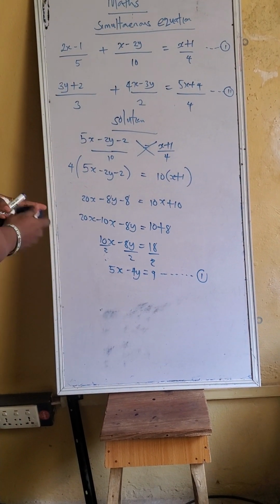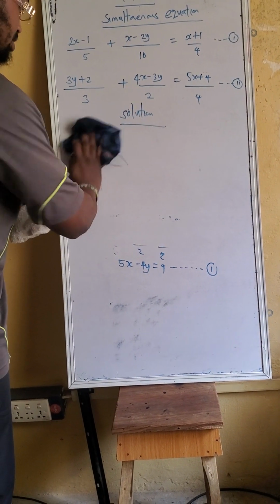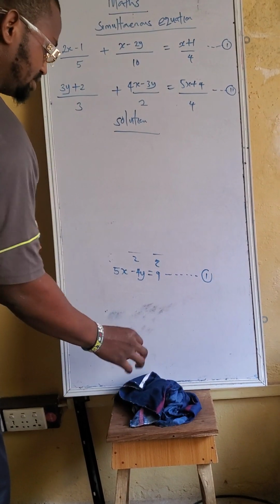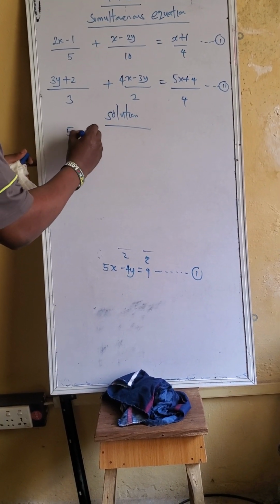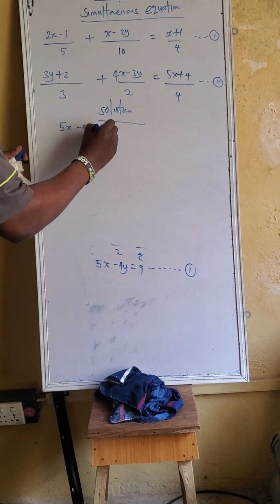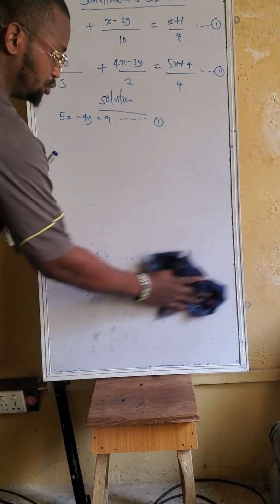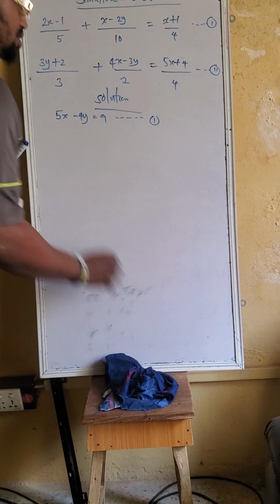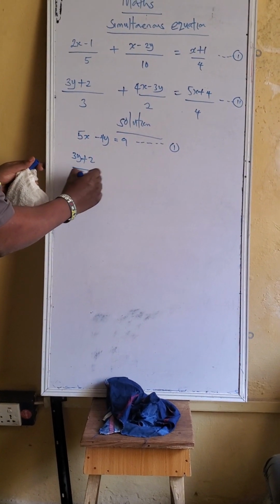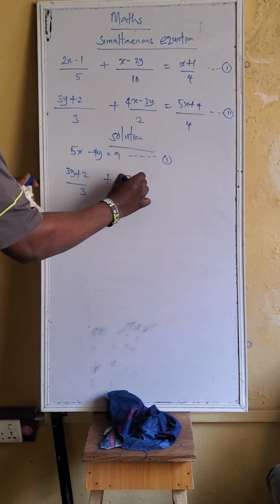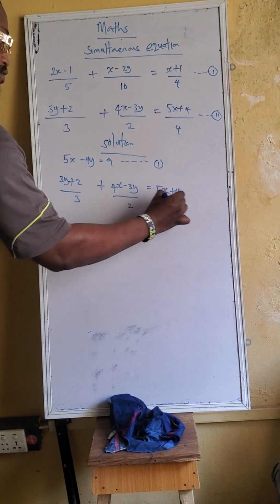Okay, let's just clean the board a bit, and write the equation here. 5x minus 4y equals 9. It's the equation 1. Then we take the other one and go through the same process: (3y plus 2) over 3 plus (4x minus 3y) over 2 equals (5x plus 4) divided by 4.